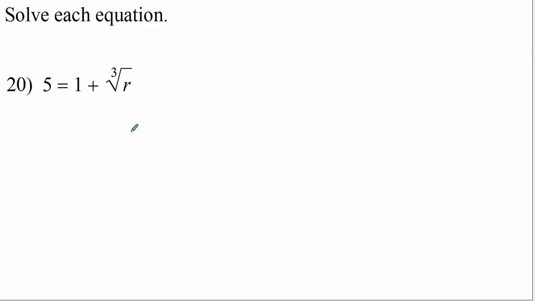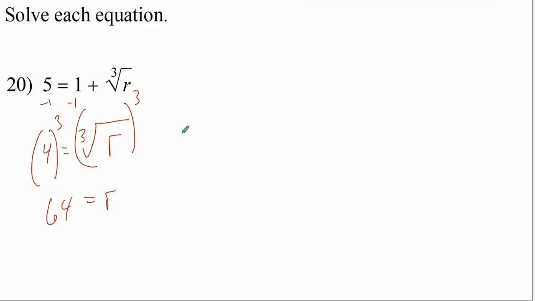Okay, let's go here to 20. Minus 1, that's a 4, equals third root of r. Index is 3, power is 3. That's 64 equals r. Let's check. 5 equals 1 plus third root of 64. You can calculate with this.